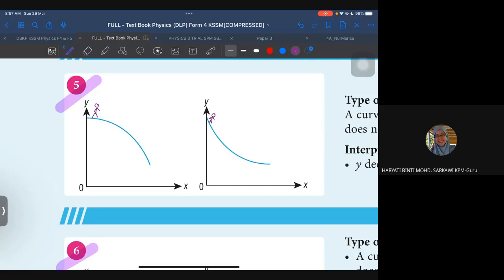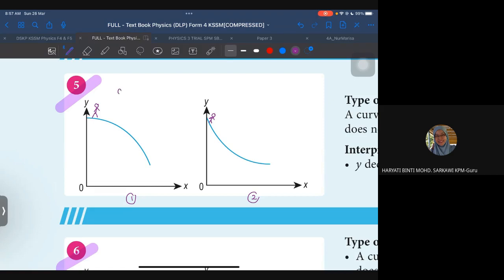Which one is getting more dangerous? More scary to go down? Which one? More scary is the first one, right? Yes, so the first one. So this is more scary compared to the second one. So it means that the first one has the gradient actually increases.